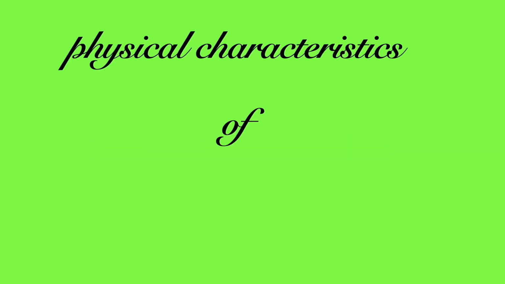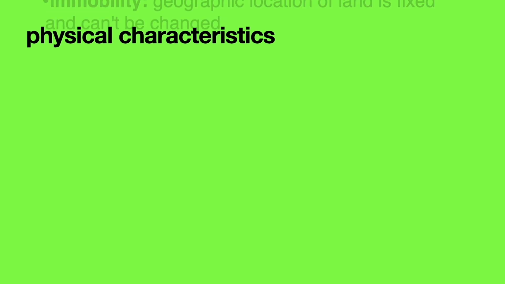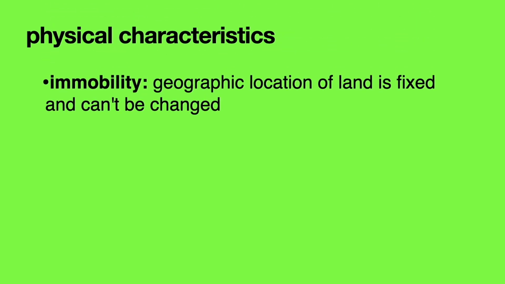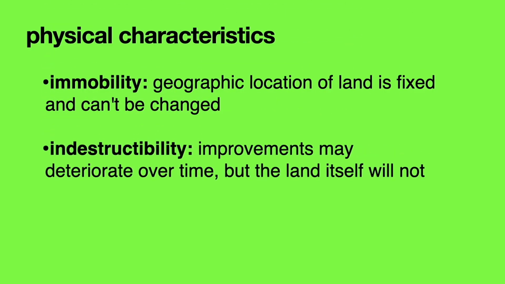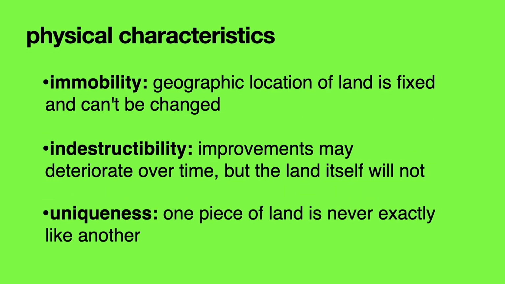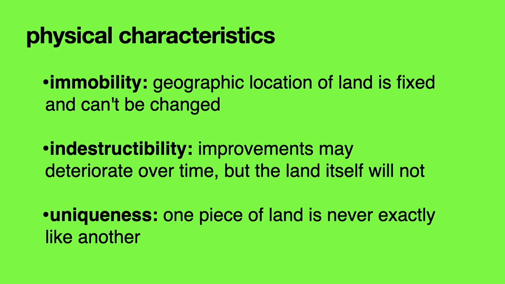Property characteristics. Physical characteristics of land. Immobility: the geographic location of land is fixed and can't be changed. That's why it's always location, location, location, because you cannot change that. Indestructibility: improvements may deteriorate over time, but the land itself will not. Uniqueness, non-homogeneity: one piece of land is never exactly like another.